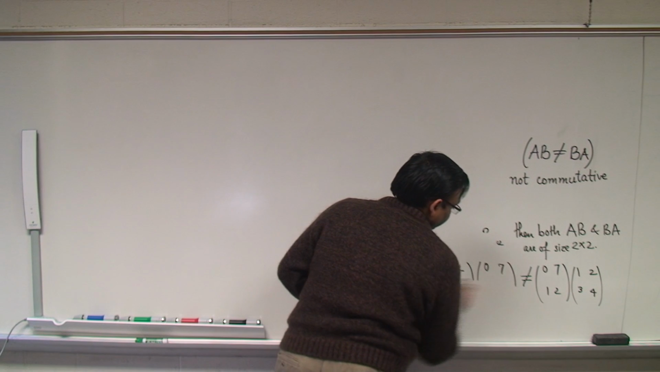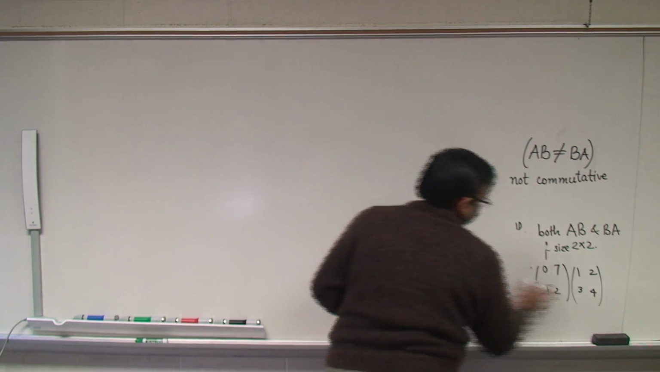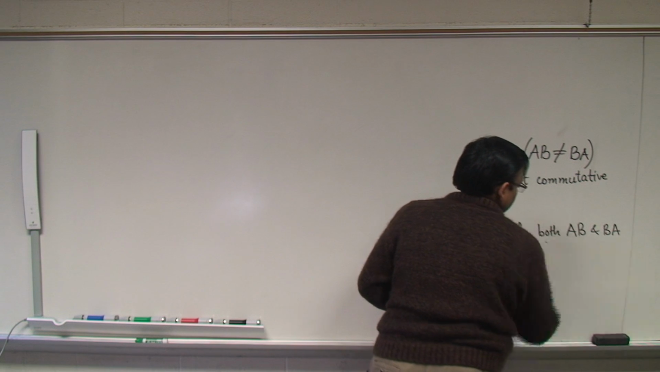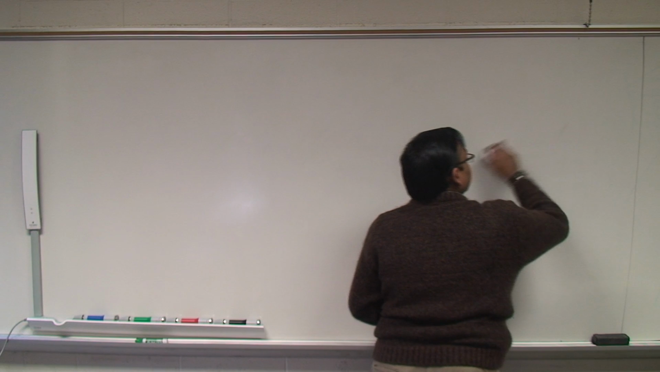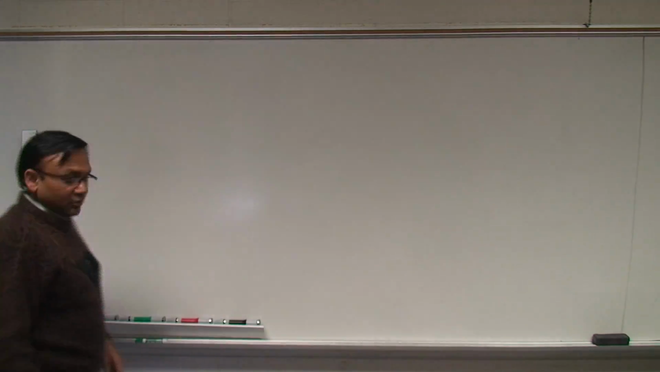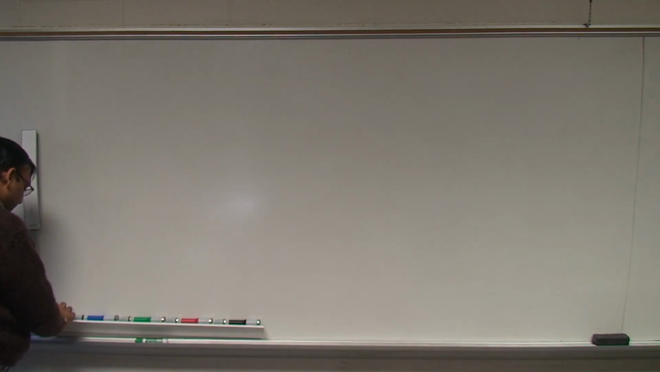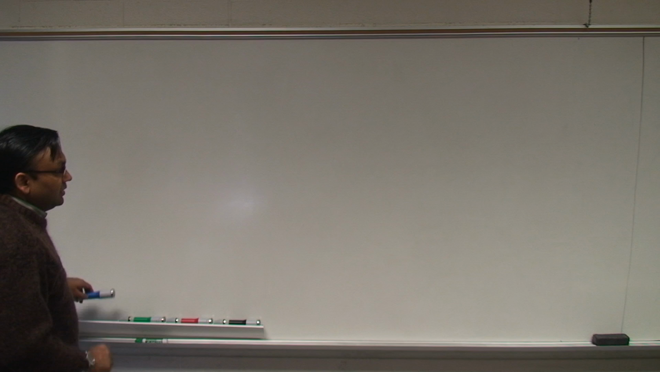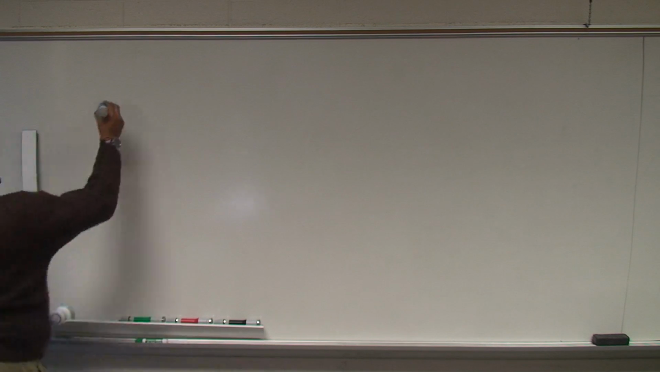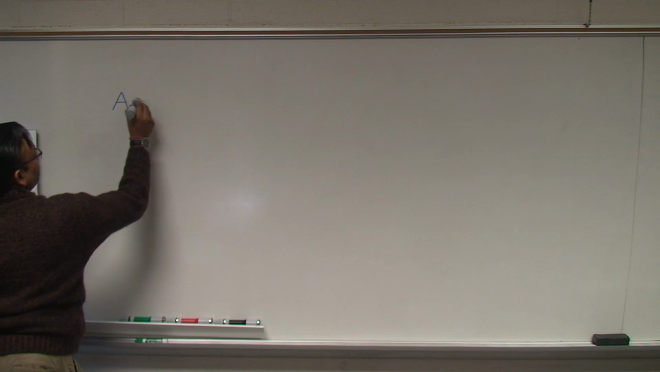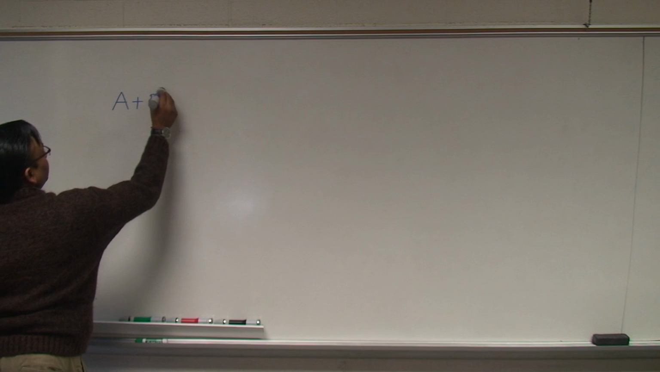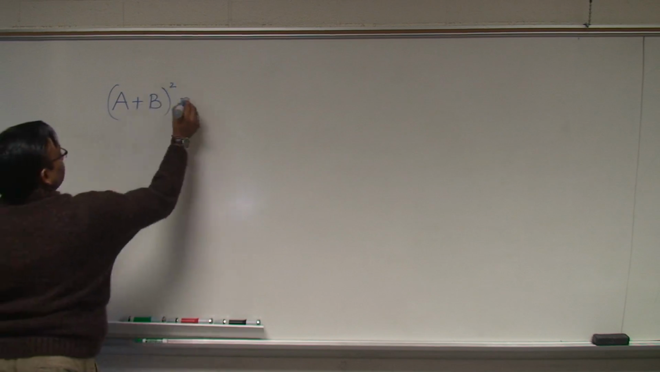So let us see what those things are. These are some results which we kind of take for granted when we are dealing with numbers, but they may no longer be true in matrices, and we have to be careful about them. So let's try. One of the things which we kind of take for granted is things like this. What would be (A + B) whole square?